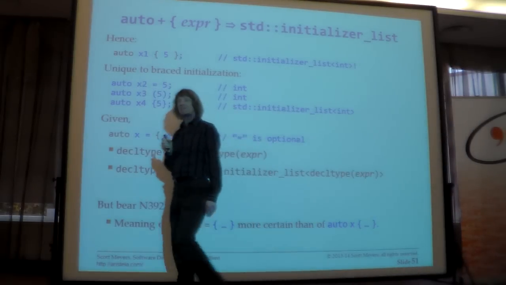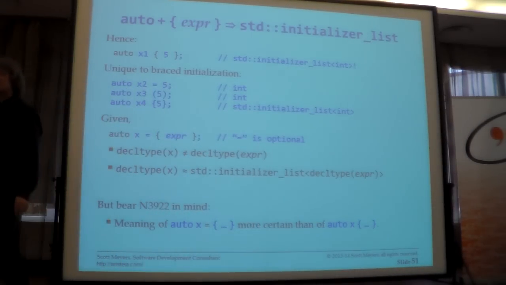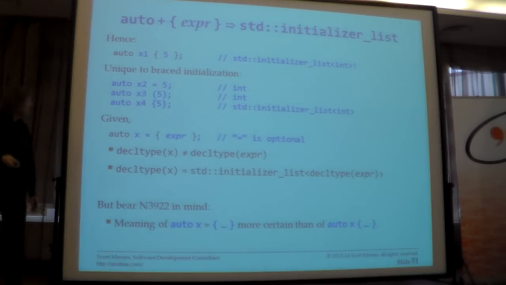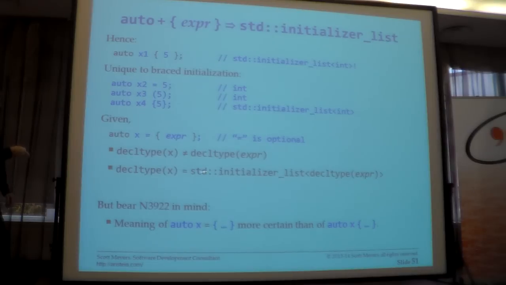In C++11 and C++14, and I'm now talking about the standards as opposed to what particular compilers might have decided to do, if I say auto x equals and then I have some expression, the decltype of x is not going to be the decltype of the expression. Instead, the decltype of x is going to be more or less an initializer list of the decltype of the expression.